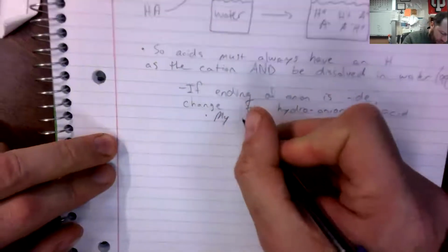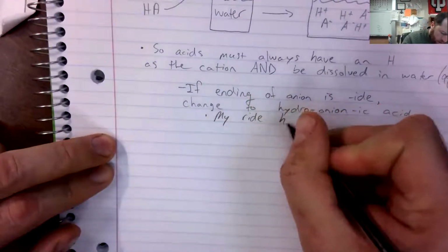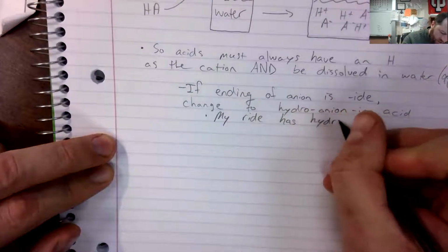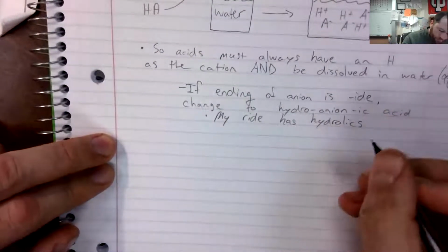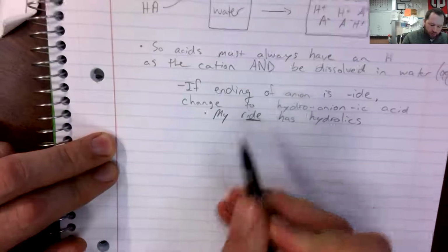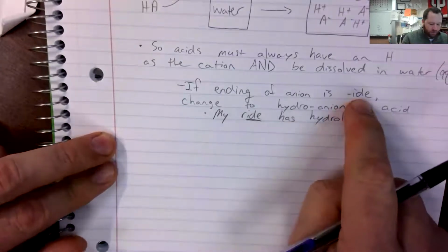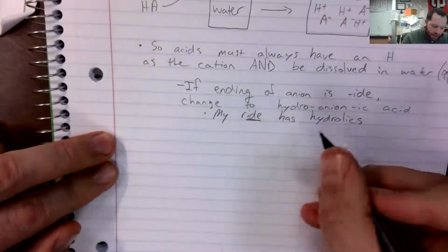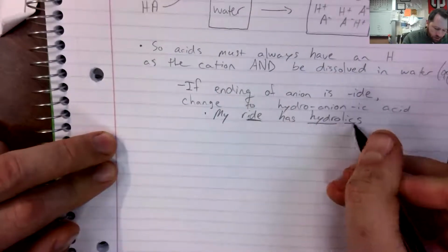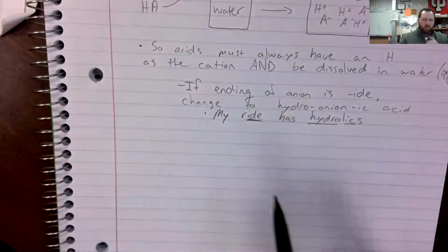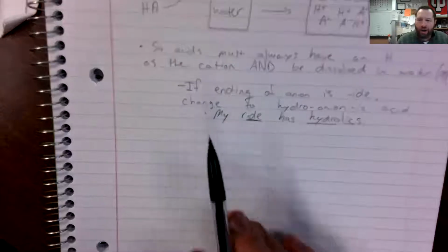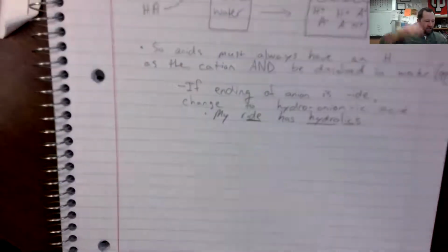The first one is my ride has hydraulics. And so what we see here, ride ends in IDE. So we see IDE, add hydro and ic. My ride has hydraulics.